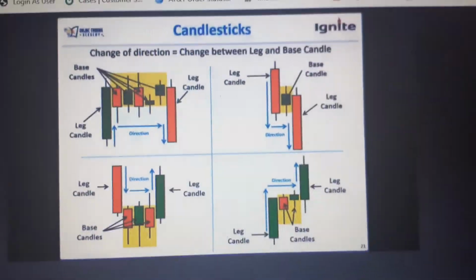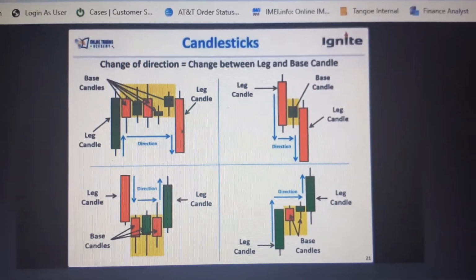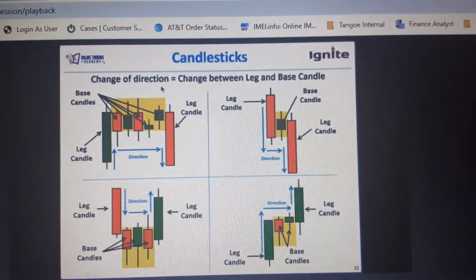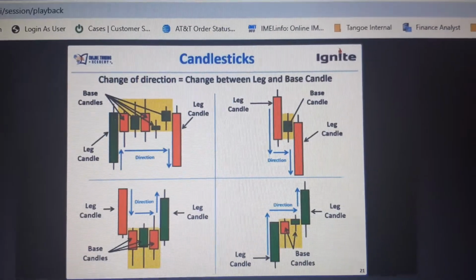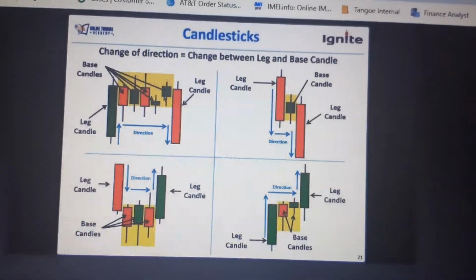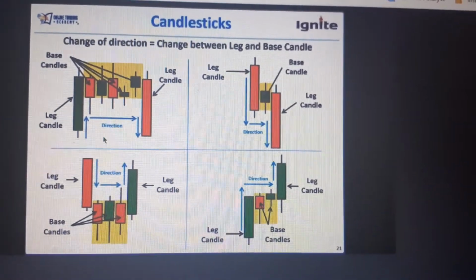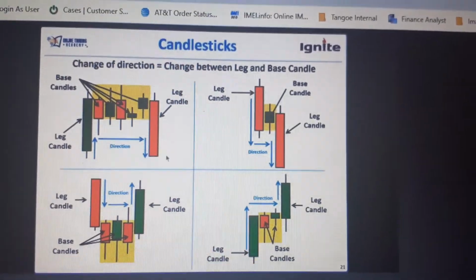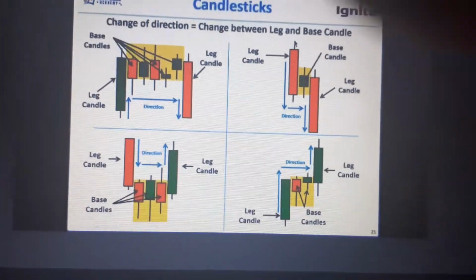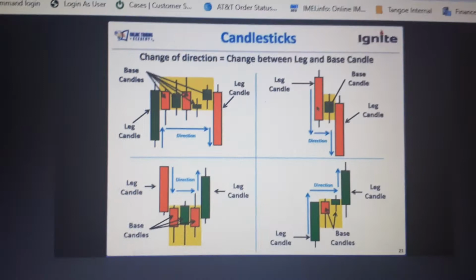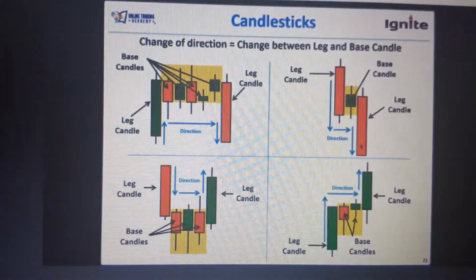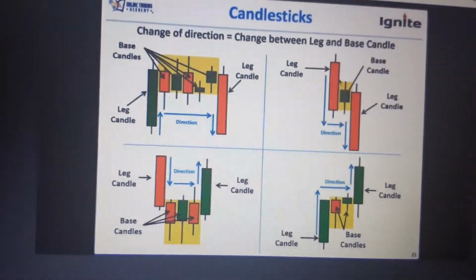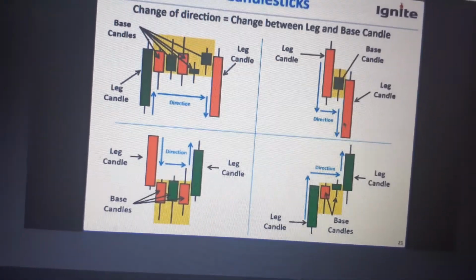You can make out that these are base candles, then these are two leg candles. So here it is showing change of direction. Here the prices were moving up, then they based, and they started to fall down. So there is a change in direction. Similarly, here the prices were moving down, then they went to base. There is only one base over here, and then they started again to fall. So this is continuation in the fall.